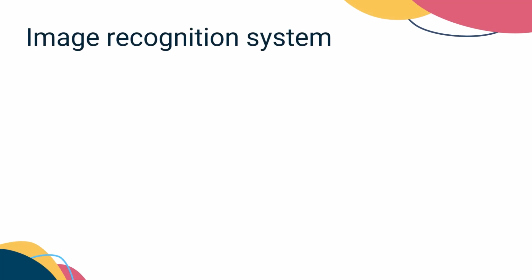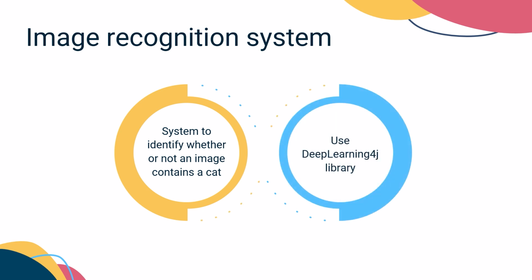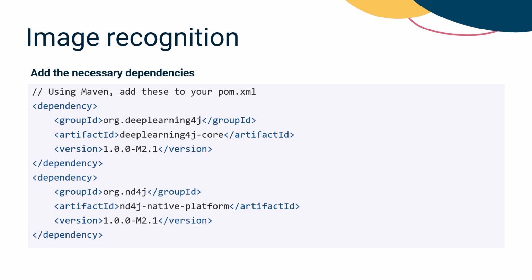Let's implement an example of a basic image recognition system. This system will identify whether or not an image contains a cat. For this example, use the Deep Learning 4J library, a popular deep learning library for Java. Begin by adding the necessary dependencies to the project. Take a moment to view the code for this displayed on the screen.